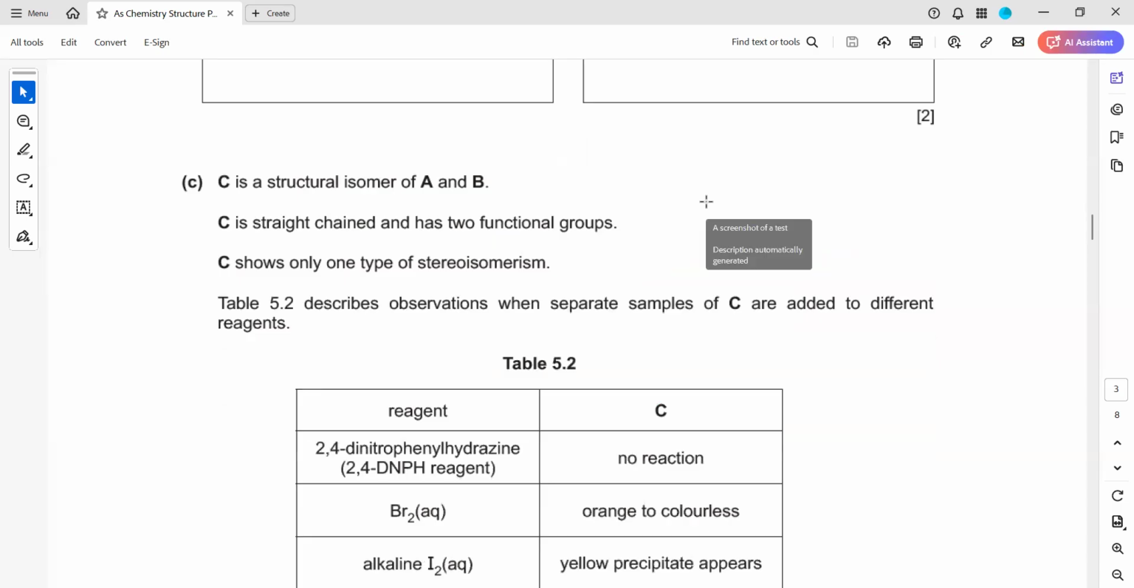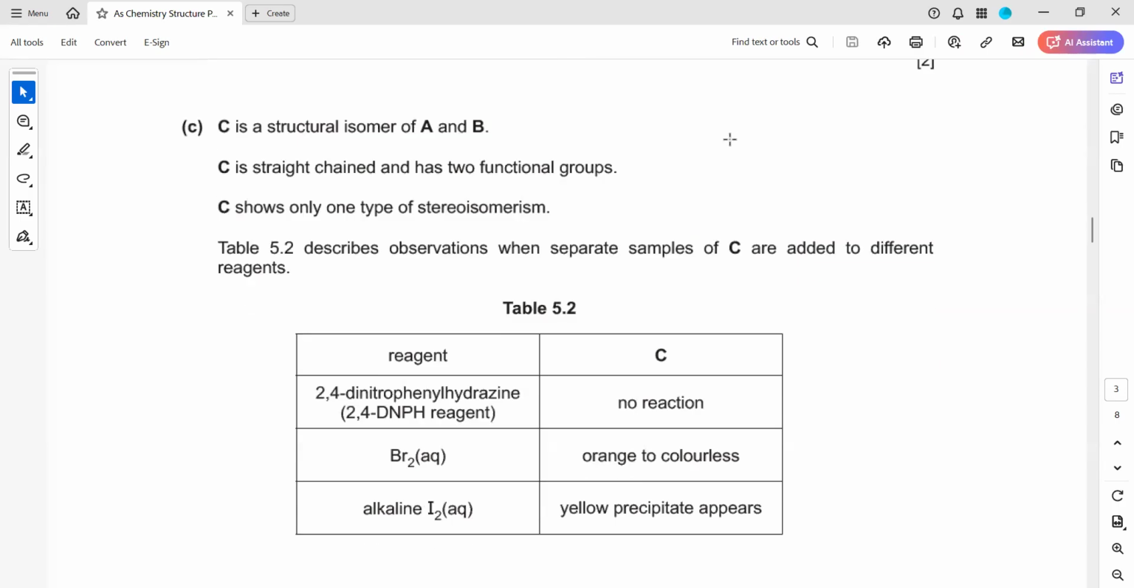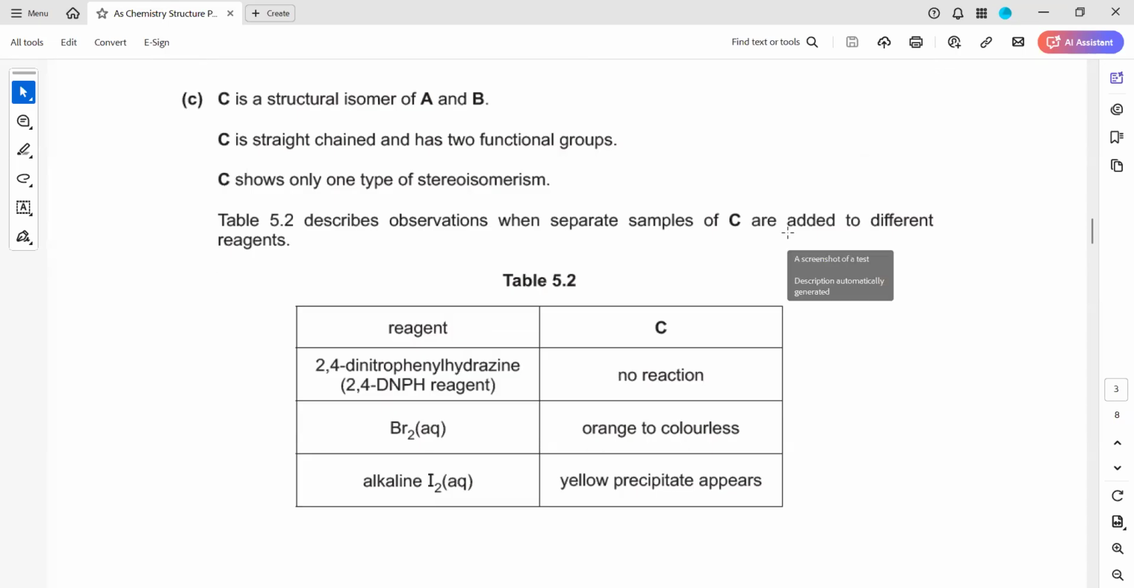C is a structural isomer of A and B. C is a straight chain and has two functional groups. C shows one type of stereoisomerism, only one type of stereoisomerism. Table 5.2 describes the observations when separate samples of C are added to different reagents.